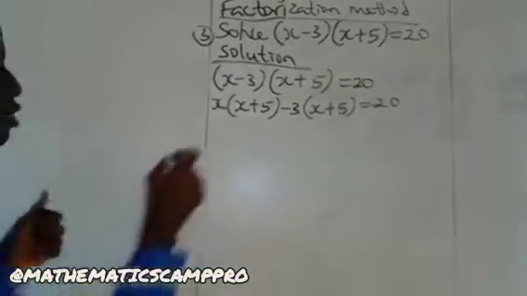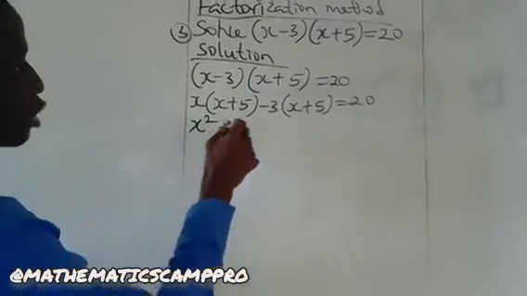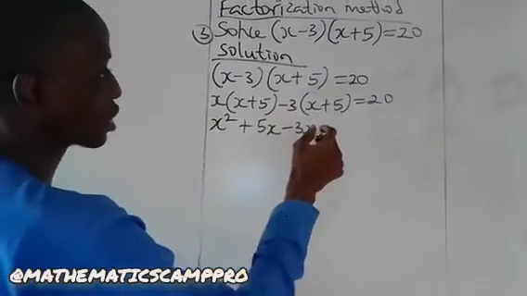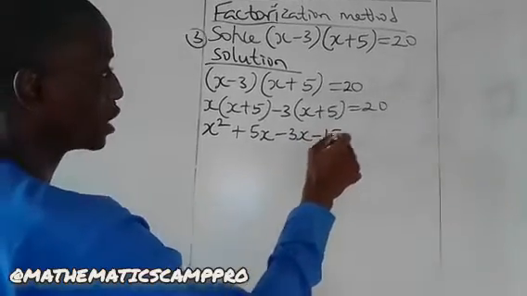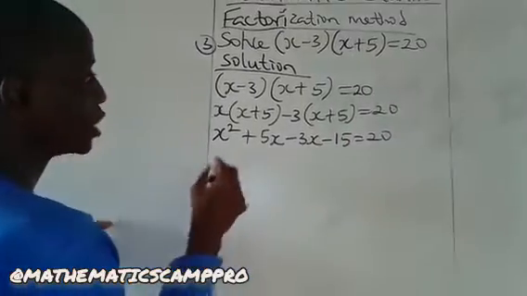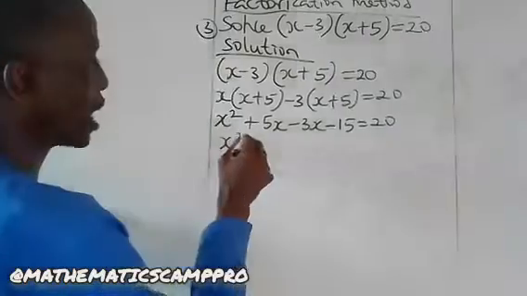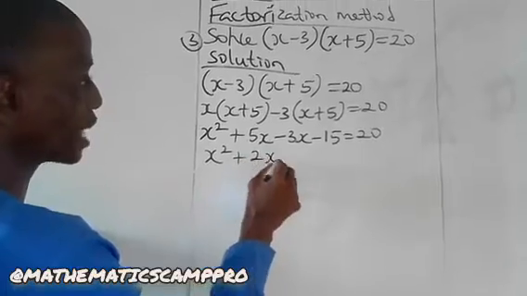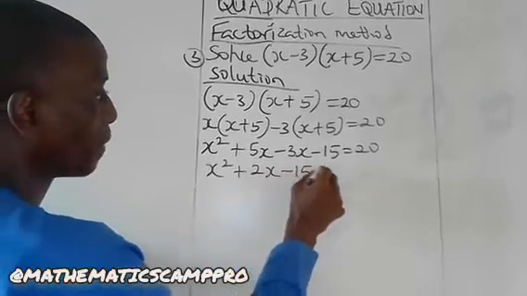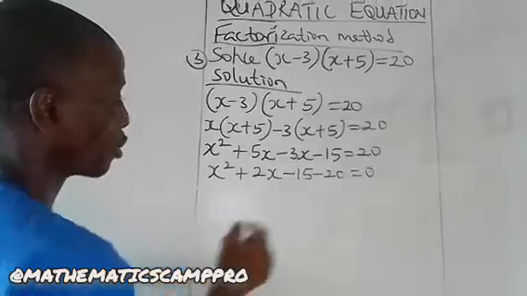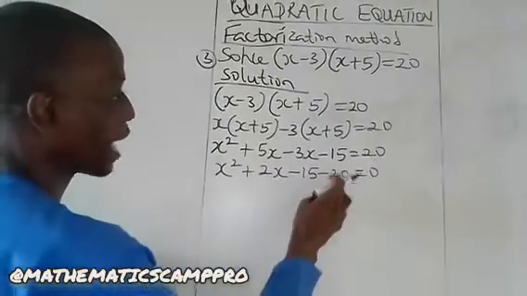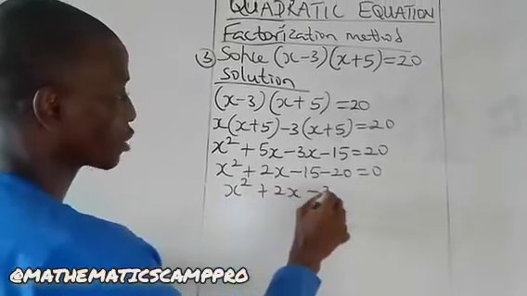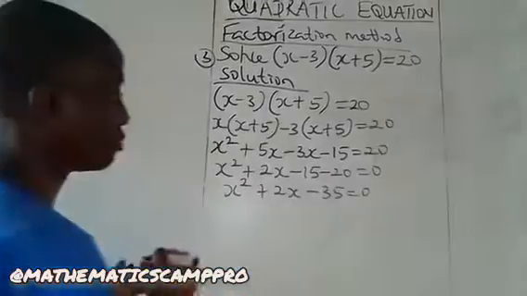Now x times x, we have x squared plus 5x minus 3x, minus times plus, that is minus 15, equals to 20. Now we have x squared plus 5x minus 3x, that's 2x, minus 15 minus 20 equals to 0. Minus 15 minus 20, that is minus 35. So x squared plus 2x minus 35 equals to 0.